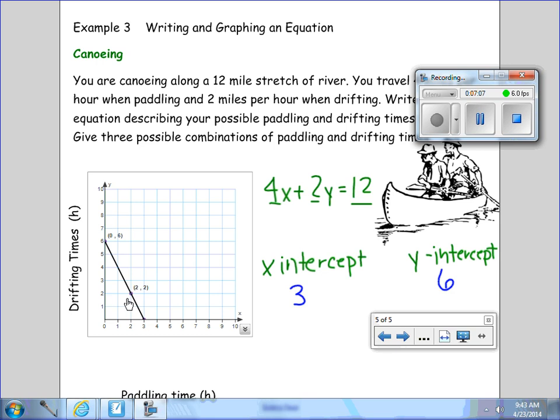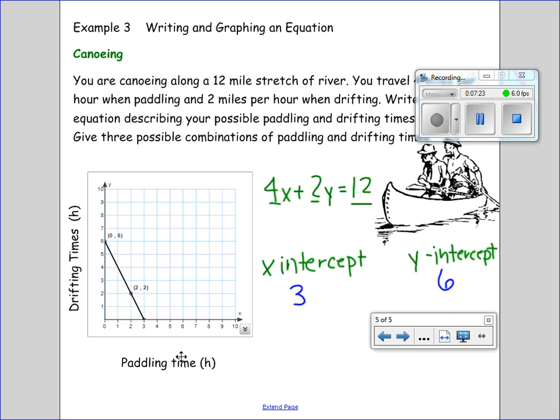So you can either not paddle at all and drift 6 hours, here's your drifting time, or paddle for 2 hours and drift 2, or you can paddle for 3 hours, here's your paddling time, and not drift at all.